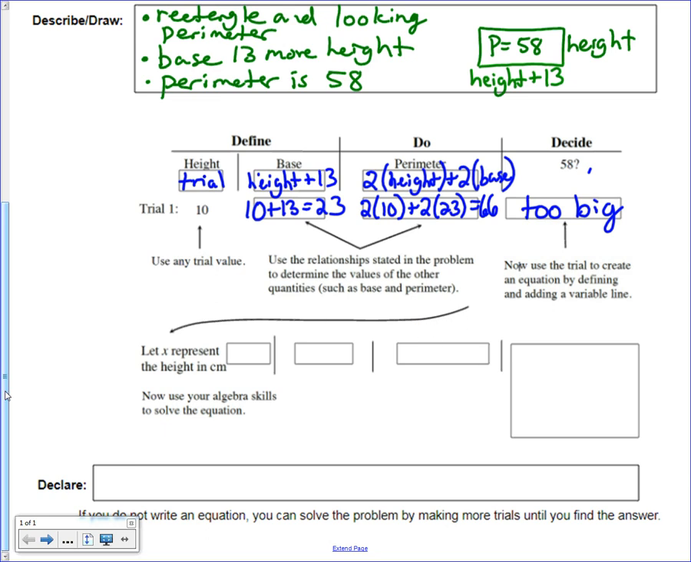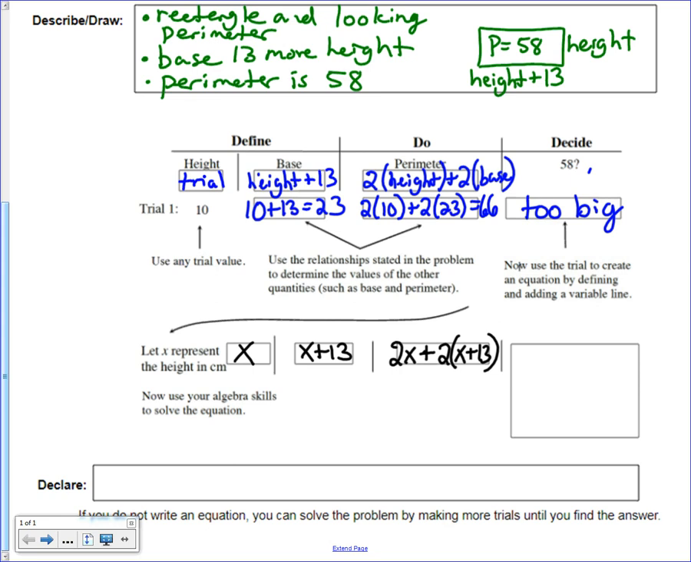Say you want a little bit more of an effective method, you can do this by solving an equation. So instead of plugging numbers in, we're going to use variables. So we're going to let x represent our height, because it's our variable. And then for our base, we're going to say it's x plus 13. And then we follow right along. So we plugged in 2 times the height, which would be 2x, plus 2 times the base, which is 2 groups of x plus 13. And that's now our expression for our equation.